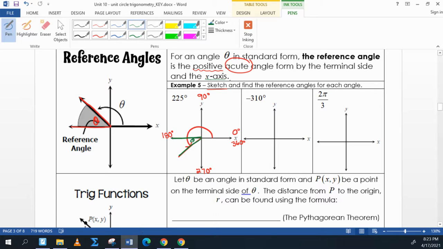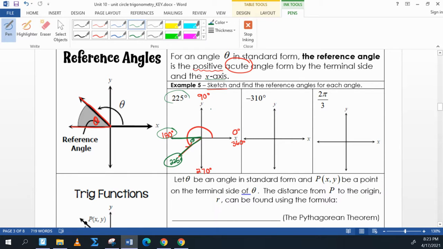So basically what you're doing, I like to kind of label this angle. This was my 225 degree angle. So you're just trying to find the distance or difference between this angle and the x-axis angle. So these two angles, that's all you have to do. And it's positive. It's a positive number. So if you get a negative, just make it positive.